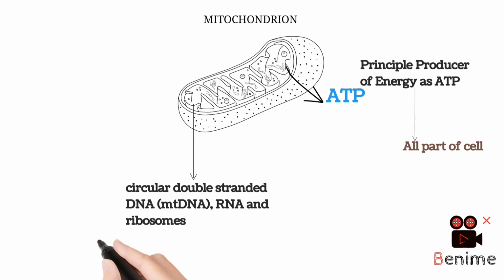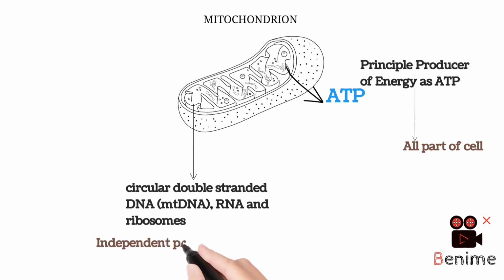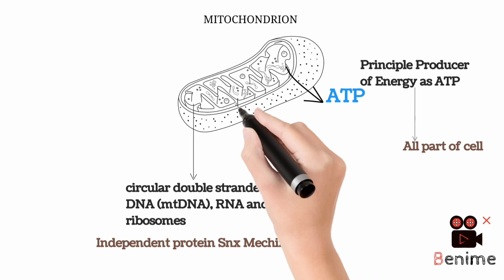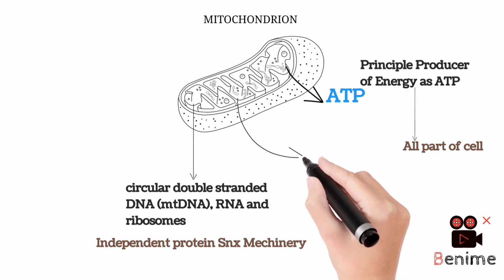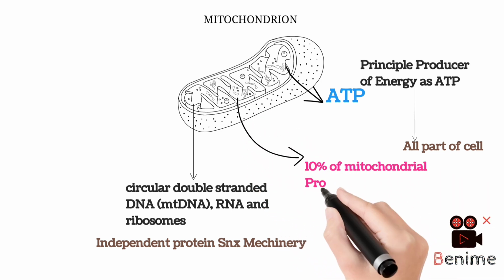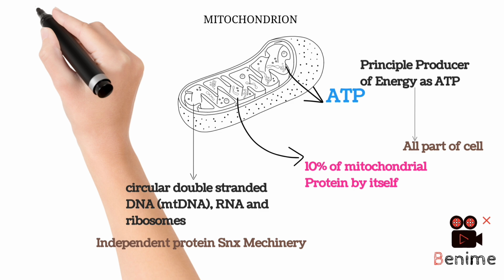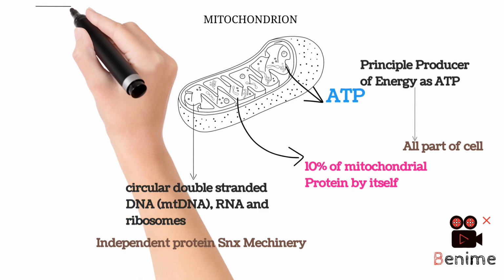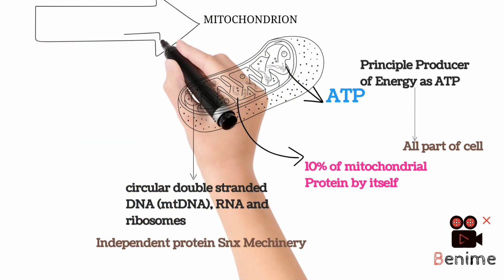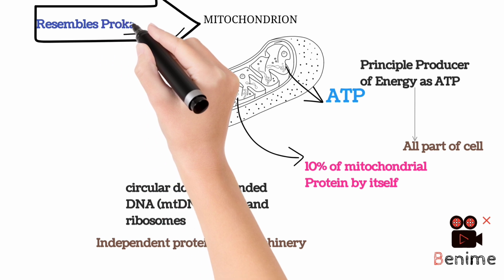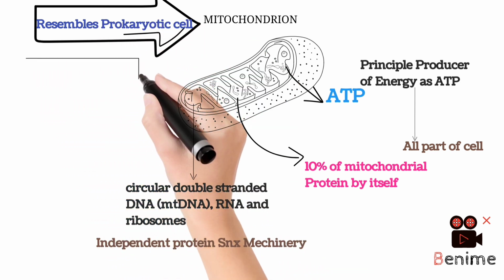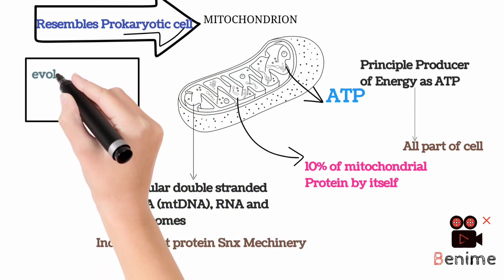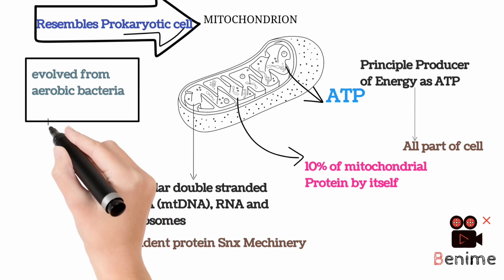The mitochondrial matrix contains a circular double-stranded DNA, mtDNA, RNA and ribosomes. Thus, the mitochondria are equipped with an independent protein synthesizing machinery. It is estimated that about 10% of the mitochondrial proteins are produced in the mitochondria. The structure and functions of mitochondria closely resemble prokaryotic cells. It is hypothesized that mitochondria have evolved from aerobic bacteria.